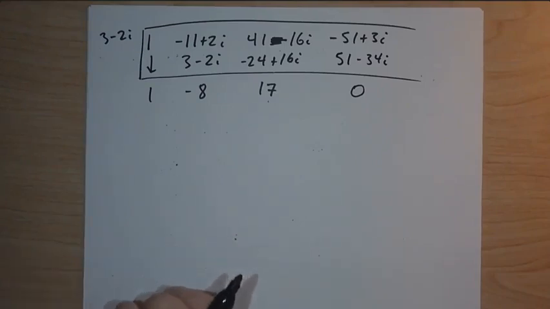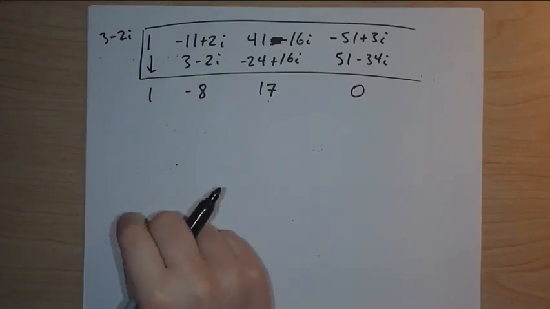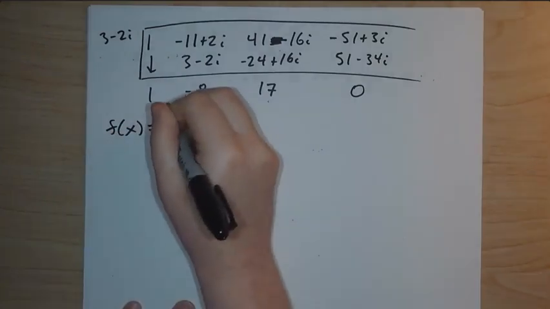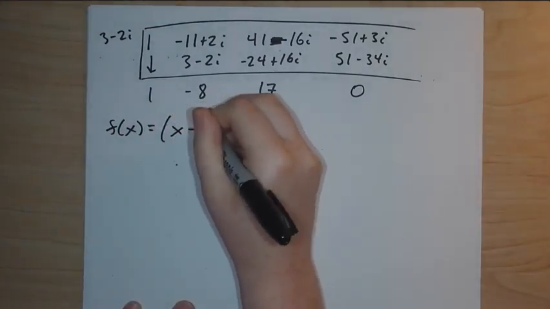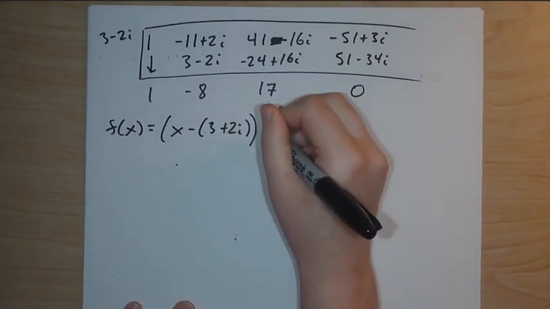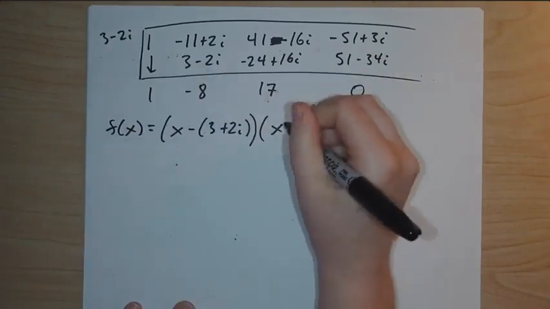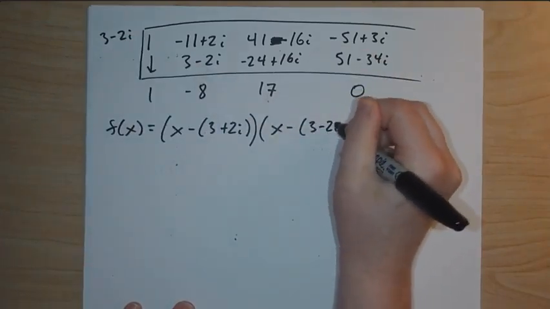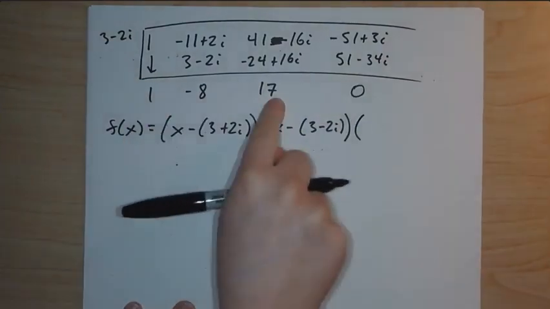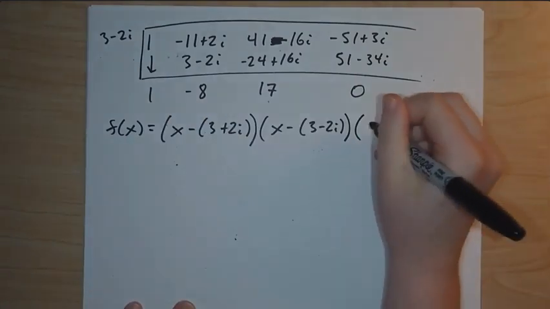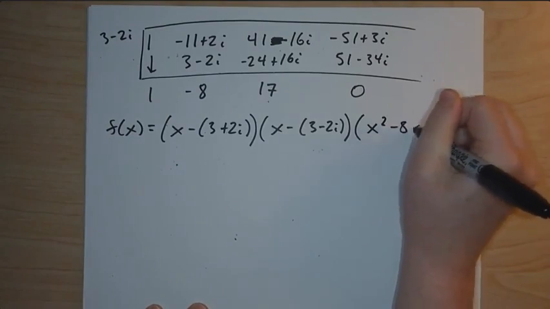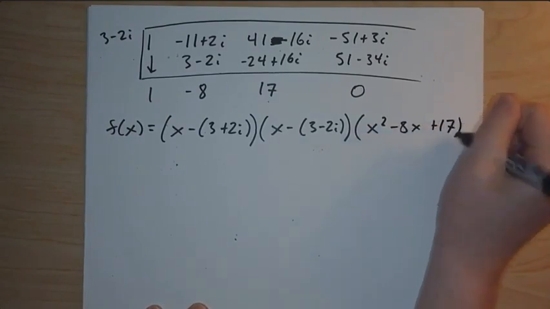we know that so far we can rewrite f of x as follows. We took out x minus 3 plus 2i. That was one of the x's we took out. And we also had x minus 3 minus 2i, which is the 0 we just took out now. And we're left with the factor of x squared minus 8x plus 17.